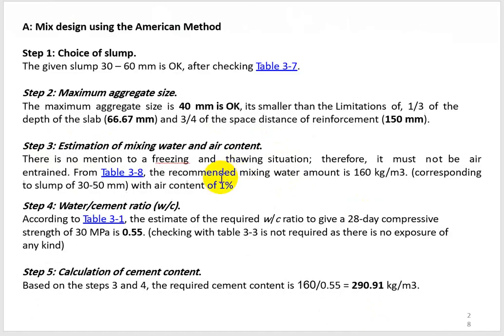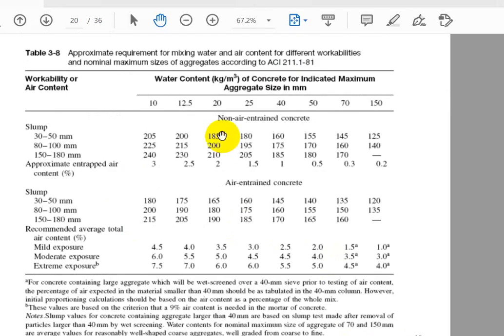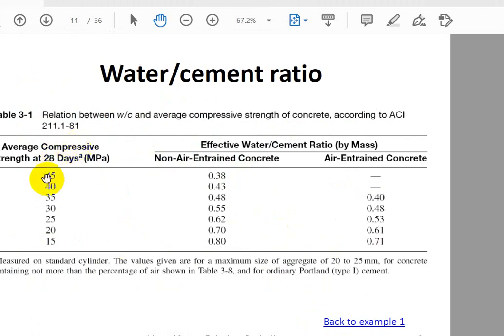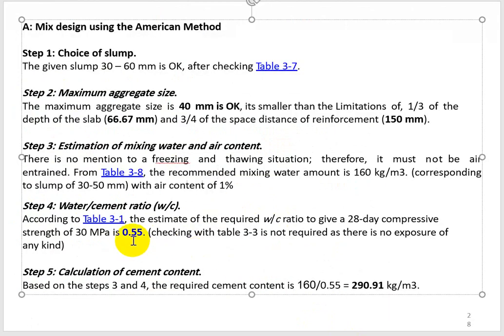So we go and fill this information in the relevant steps. So we have 160 and 1% air content. And for step 4, we have the water cement ratio. We go to table 3.1 and we check that table. So what we have is non-air entrainment, and we have 30 megapascal corresponding to 0.55. So 0.55 corresponds to a strength of 30 megapascal.